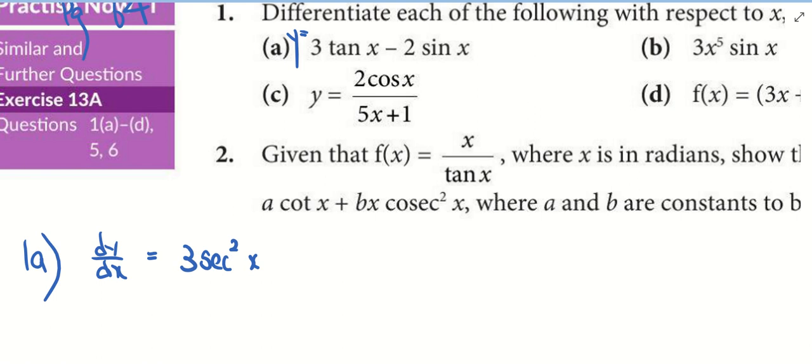Similarly, when we differentiate cosine x, what will we get? Negative or positive? Negative sine x, right? So I'll write down a sine x. But what do we write in front? Negative 2. Then we are done already. So no need to be worried with the number. Okay, so what we need to do is just to take note of the trigo term that we are differentiating.